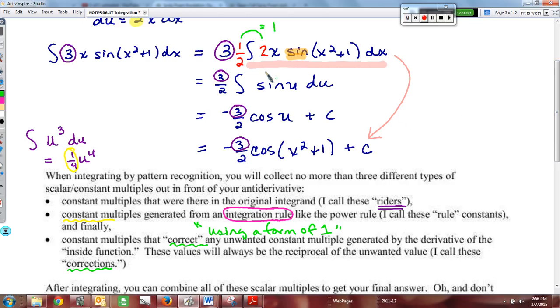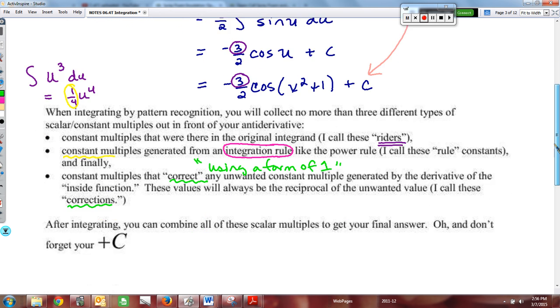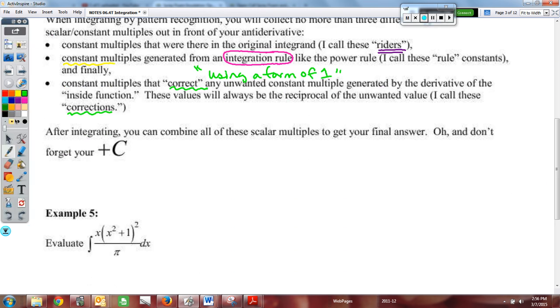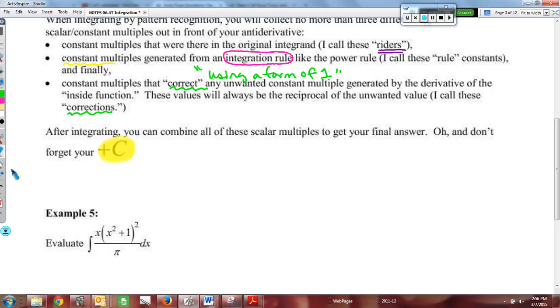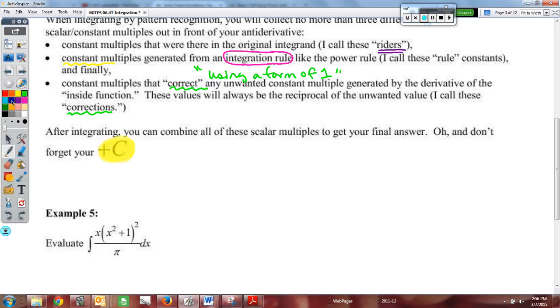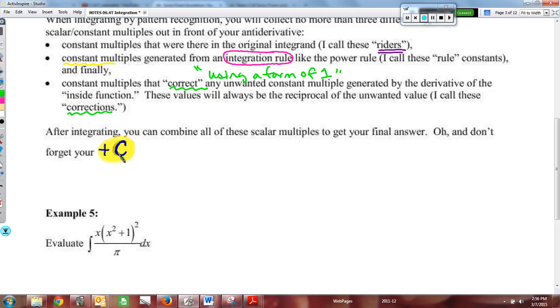And then you just bring your riders along, add in any integration rules that come along, and then use your correction that's coming in, and then that will give us our final answer that we're looking at. All right, and then don't forget at the very end, because we're looking for the general antiderivative, always worth a point, don't forget to do your plus c. That is going to be very important to remember to add in that constant of integration.